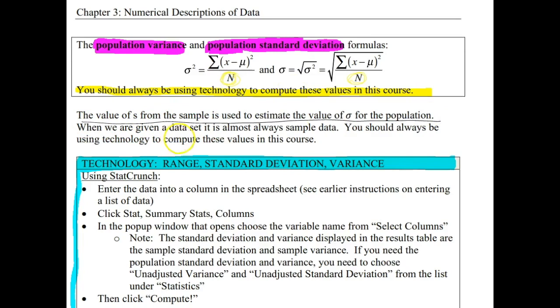So when we're given a data set, it is almost always sample data. So you should always be using technology to compute these values in this course. Okay, so I've said that 3 times now.